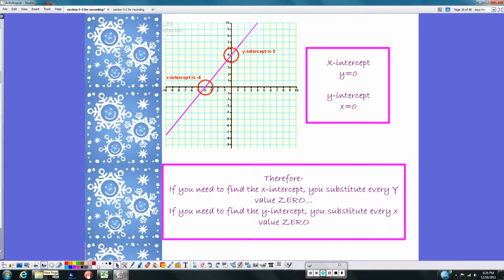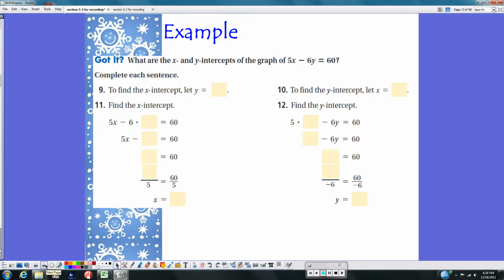So if you need to find the x-intercept, you're going to substitute every y with a 0. And if you need to find the y-intercept, you're going to substitute every x with a 0. So let's take a look at an example. We're looking at 5x minus 6y equals 60.